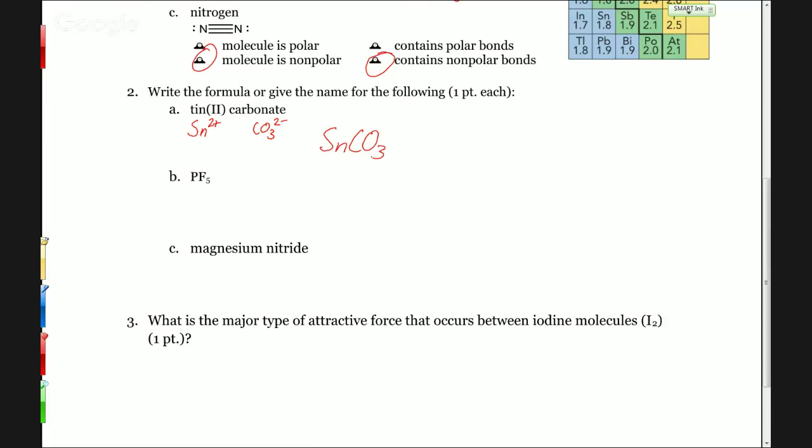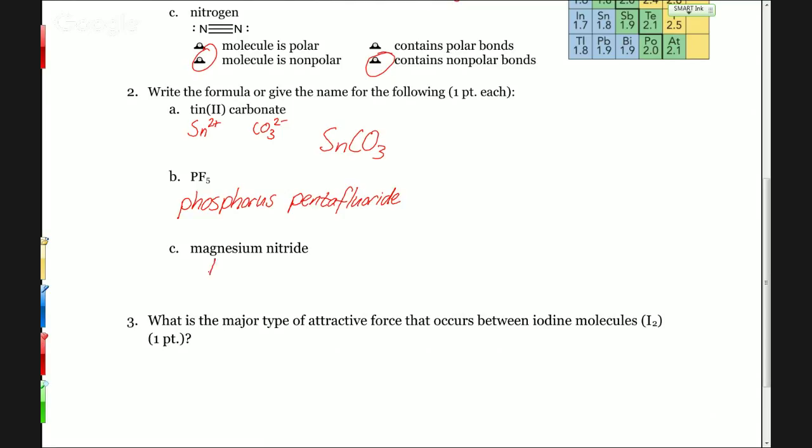Right. We use that prefix, and this is going to be phosphorus pentafluoride. If it's not ionic, we need to specify exactly how many of each thing there are, because there could be different ones. And then finally, magnesium nitride.